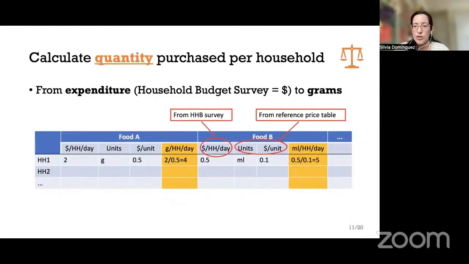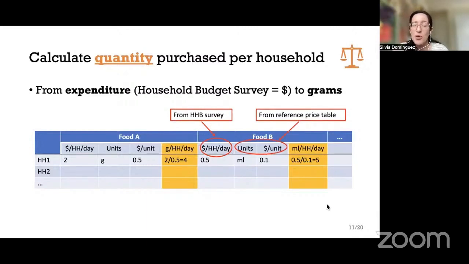And now we have an amount of food consumed, so in mass units, not in currency. So you see, we went from dollars, and now we have milliliters. In this case, we're going to see it was probably liquid foods, okay, milk, let's say. But we are not finished at all.